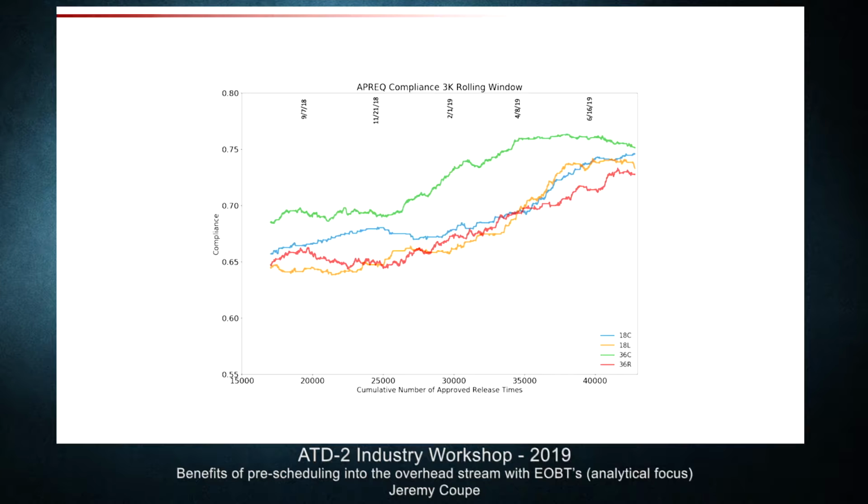But for those that know Charlotte, this probably won't be much of a surprise. What we found when we did this is that one of our runways seemed to be operating at higher compliance than the other runways. I apologize if you can't read the legend here, but this is runway 36 center. The other runways here: 36R is in red, 18L is in orange, 18C is in blue. For those that know Charlotte and the operations, this makes sense.